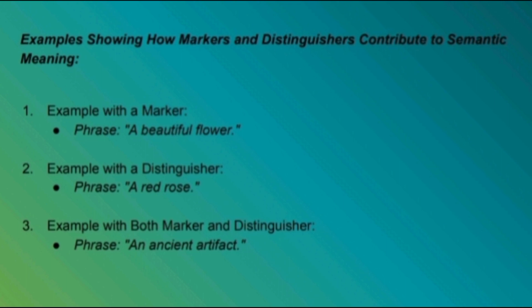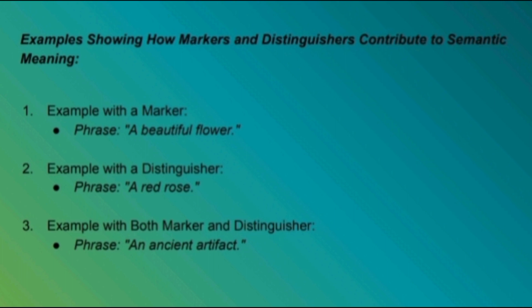So here is the phrase, an ancient artifact. The term artifact functions as a marker, conveying the basic idea of a human-made object. The adjective ancient serves as a distinguisher, specifying the time period and adding a nuanced layer to the concept.